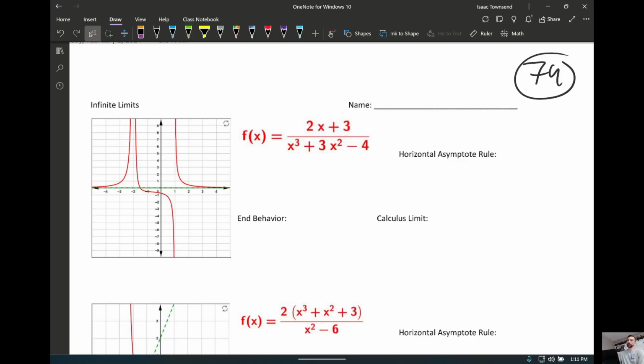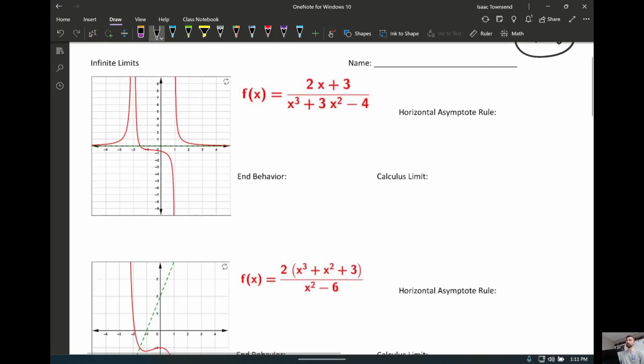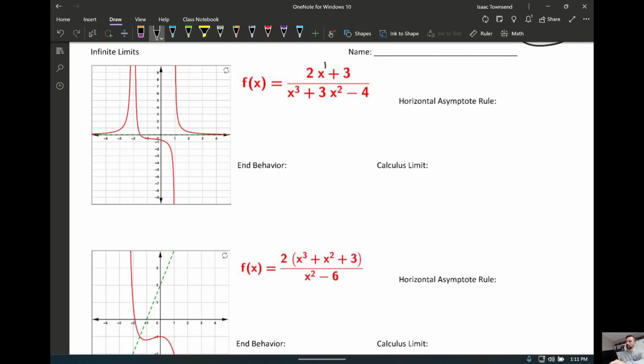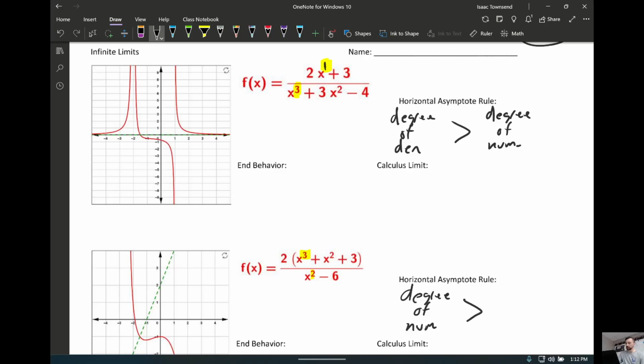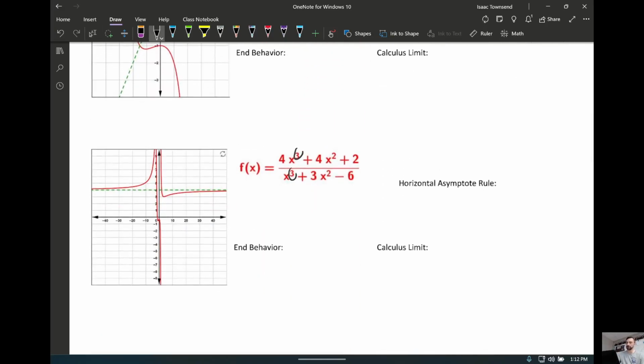So the front page of this has three questions because there's three things that can happen with horizontal asymptote rules. Either the degree of your denominator is bigger than the degree of your numerator, like this first example, or the degree of the numerator could be bigger than the degree of the denominator. And then the only other possibility is if the degrees are equal. So I'll slide this back up in just a second, but here's an example of where the degrees are equal.